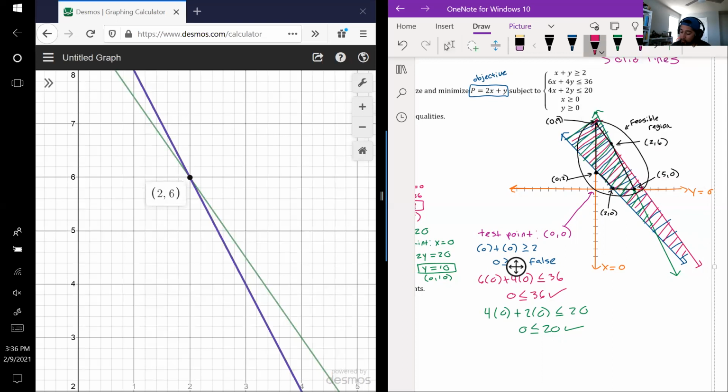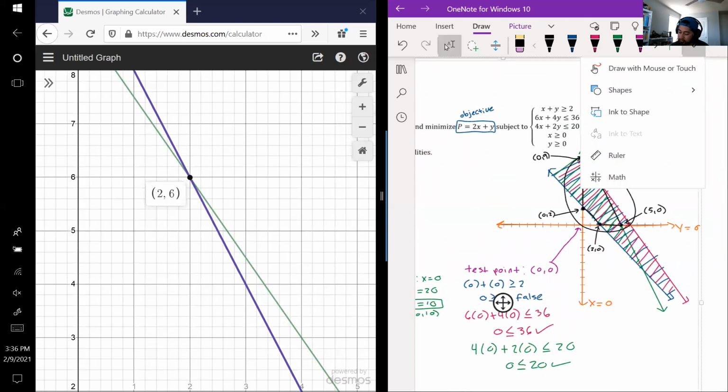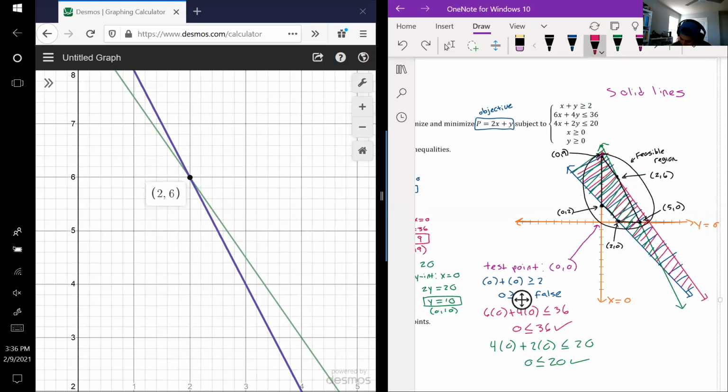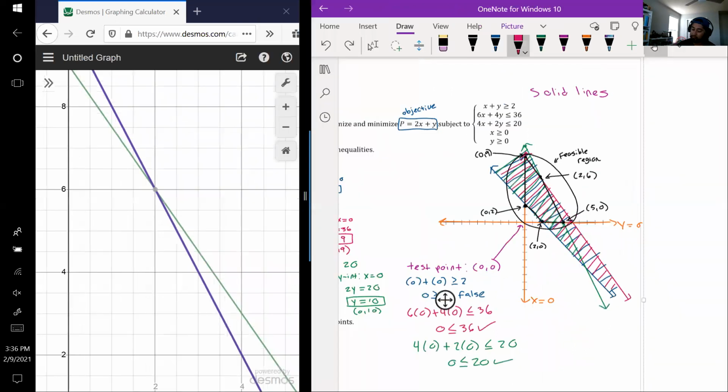Because if it were false, then all of my shadings would have gone this way if all of them were false. Excellent. Good question.